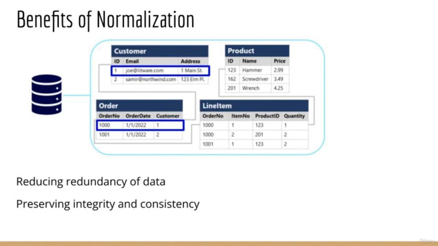Another benefit of database normalization is data integrity and consistency. A well-known example of data integrity and consistency is the referential integrity. In our example, if we try to remove a row from the customers table, let's say customer number one, the system will not allow you to do it because there is a row in the orders table that references that specific customer's row.